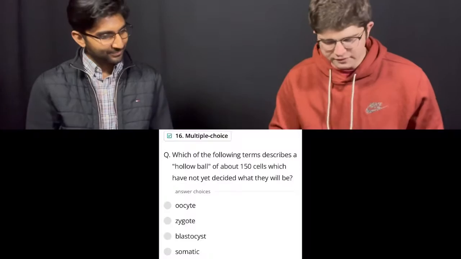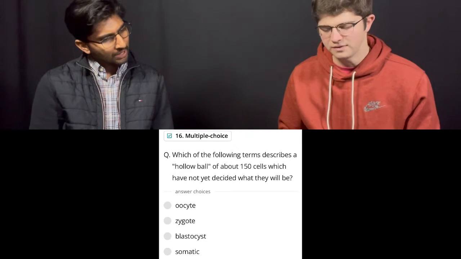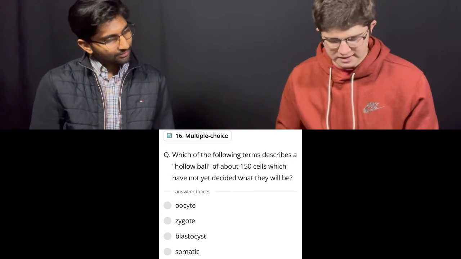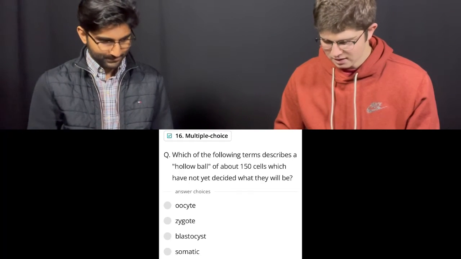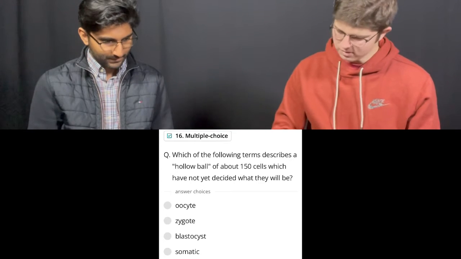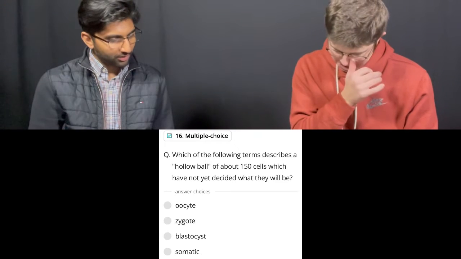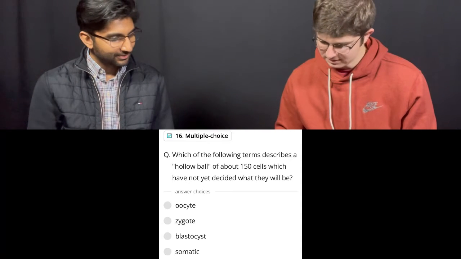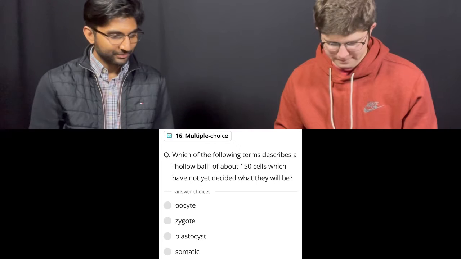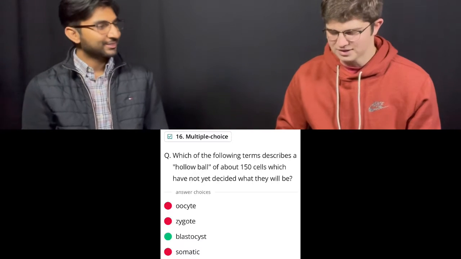All right, ready, Heem? First question for you. Which of the following terms describes a hollow ball of about 150 cells which have not yet decided what they will be? Is it A, an oocyte, B, a zygote, C, blastocyte, or blastocyst? Blastocyte, is that a typo? Yeah, I don't know. I might be crazy. Or a somatic? 150 hollow ball. I honestly want to say zygote, so I'm gonna go with zygote. Okay, I don't think it's gonna be zygote. Or oocyte. All right, what's your final answer? Zygote. Zygote. All right, it is a blastocyst.